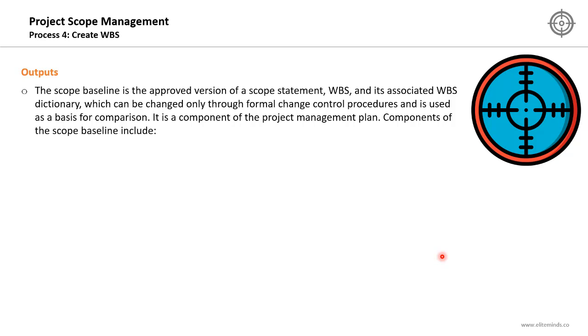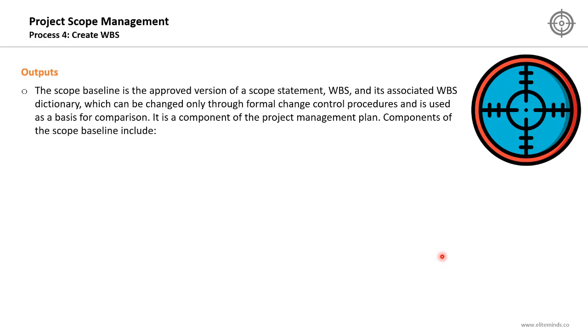It can be defined as the approved version of a scope statement, WBS, and the WBS dictionary, which can be changed only through a formal change control procedure, and it is used as a basis for comparison. So the scope baseline has three components. The first one is the scope statement, the second one is the WBS, and the third one is the WBS dictionary. Once you have the scope baseline approved, you cannot change or modify it unless there is an approved change request. The scope baseline will be the basis for comparison.